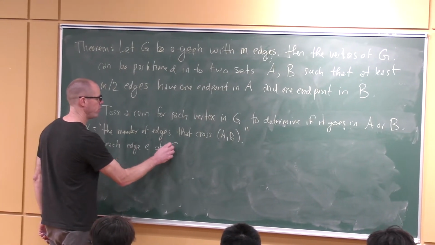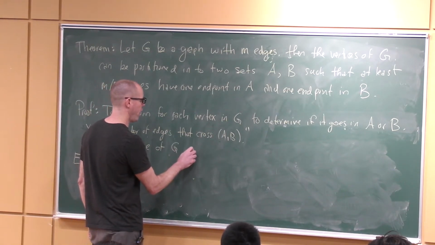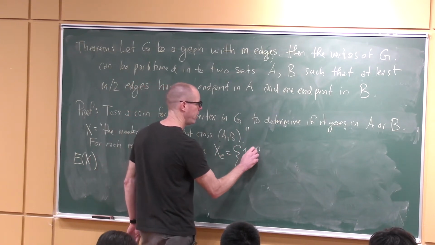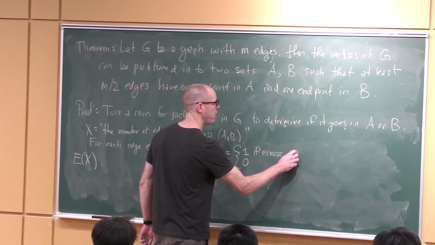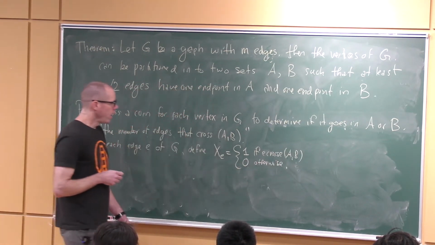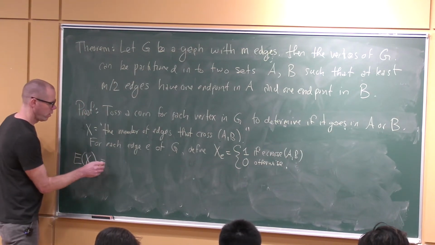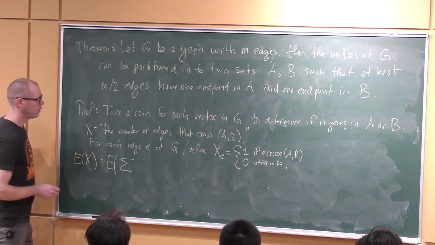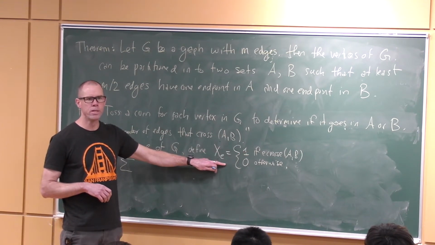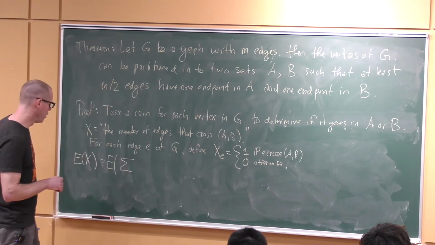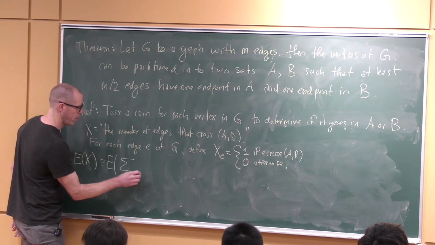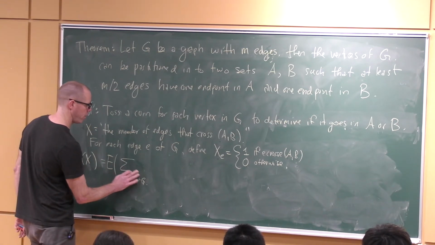So let's say for each edge E of G, define X_E to be 1 or 0. It's 1 if E crosses AB, meaning it has one endpoint in A and one endpoint in B, and it's 0 otherwise. And then, of course, if I want to know how many edges cross from A to B, well, I just add up for each edge the value of this indicator variable. Only the ones that cross will contribute something, and they'll contribute exactly 1. So this is just the sum, for every edge E in the edges of G, of X_E.